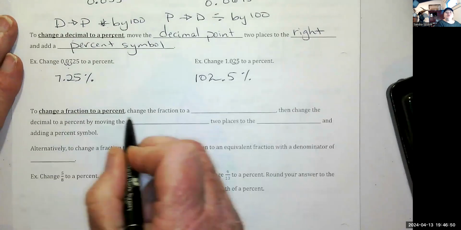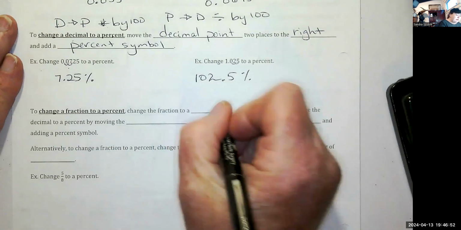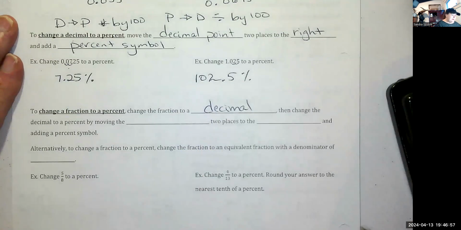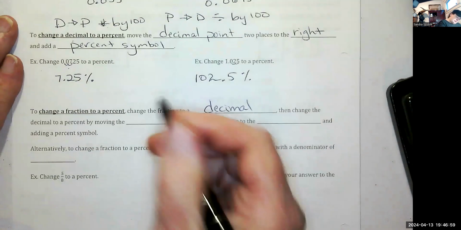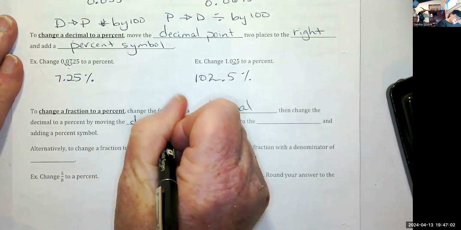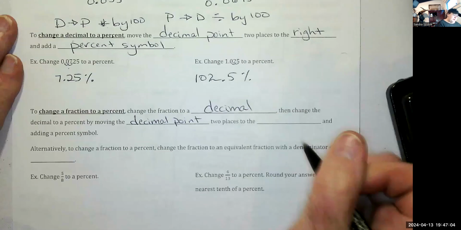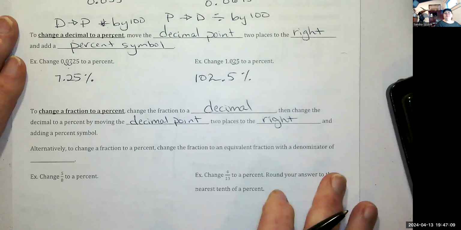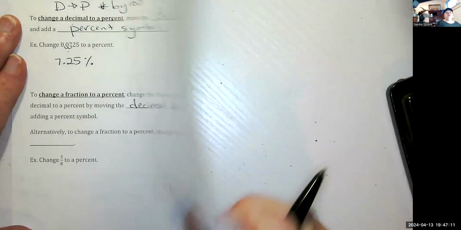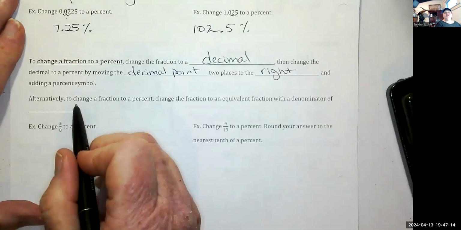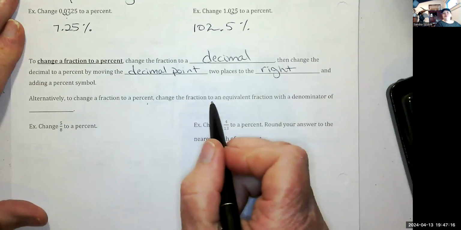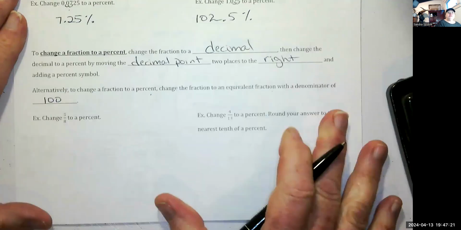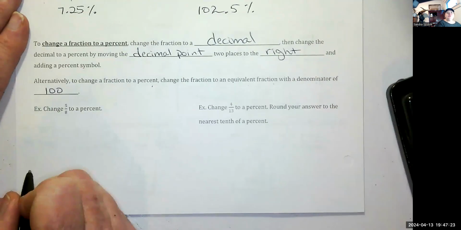All right, to change a fraction to a percent, you change the fraction to a decimal first. And then you change the decimal to a percent by moving the decimal point 2 places to the right, and then adding your percent symbol. All right, so alternatively, to change a fraction to a percent, you change the fraction to an equivalent fraction with a denominator of 100.